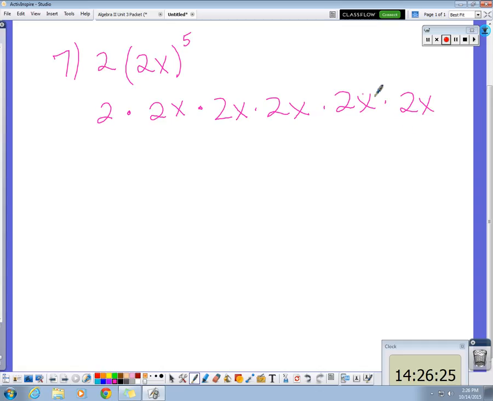So first just multiply those 2's. What is 2 times 2 times 2 times 2 times 2 times 2? 64. If you got 32, you didn't do that first 2. You just did the 2's for the x's. And then what's x times x times x times x times x? X to the 5th. Okay, and that will be the final answer.